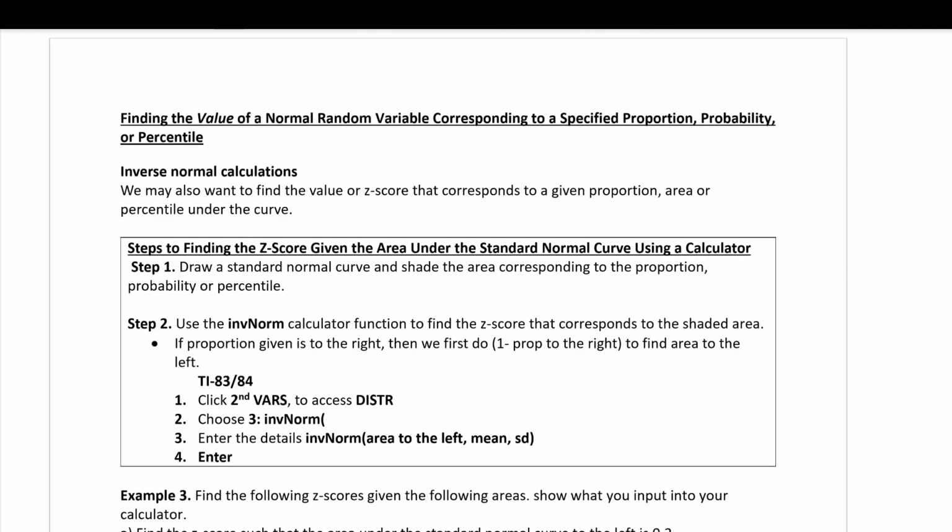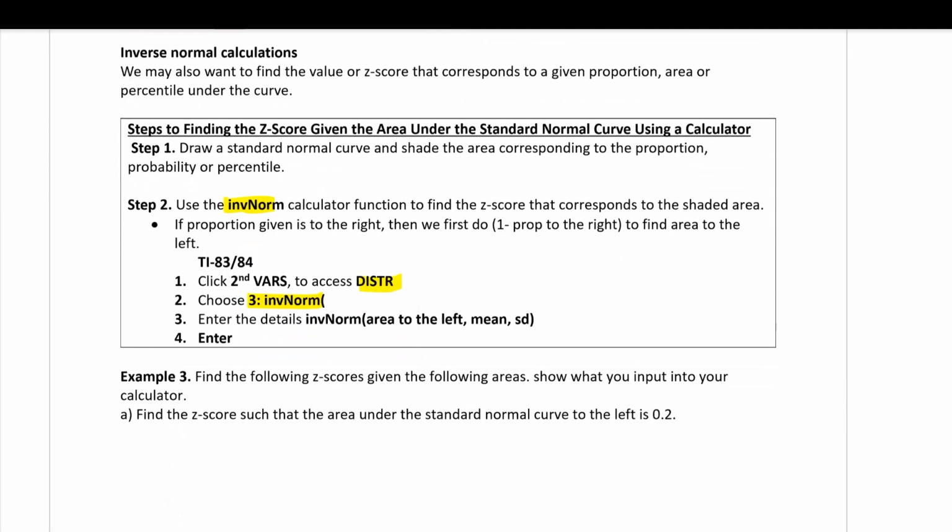Okay, so now we've dealt with finding areas underneath the normal distribution, but what if we already know the area and we're trying to figure out the value that splits the normal distribution into two parts? Well, we're going to be using something called the inverse normal for that. That's also in your calculator under the distribution menu. The inputs for that function are the area to the left, the mean, and the standard deviation.